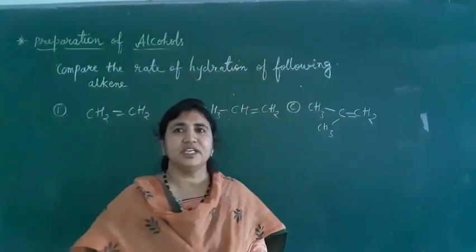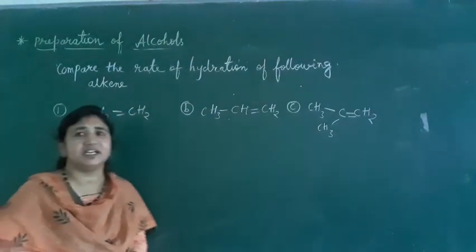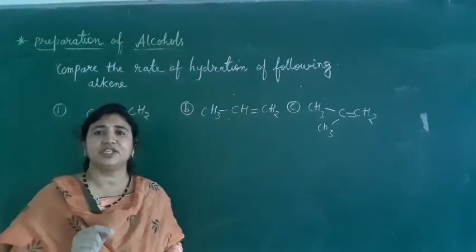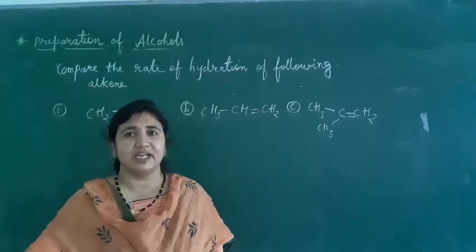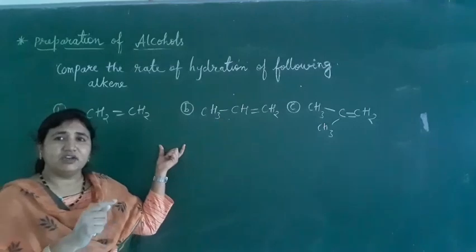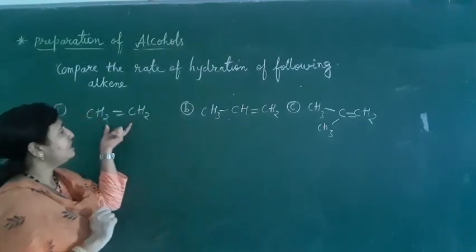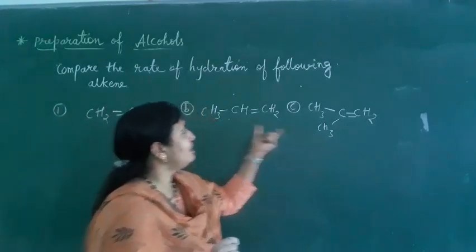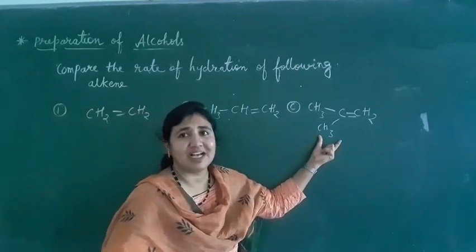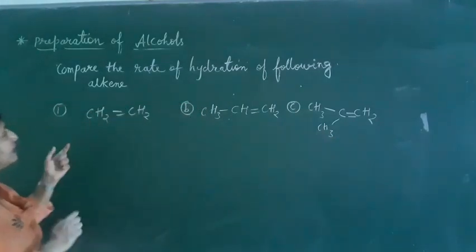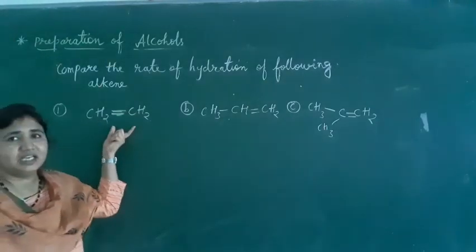So last question, see here, compare the rate of hydration of the following alkenes. As I said, the rate of hydration depends on the stability of carbocation. Just now we have written the rate of hydration is directly proportional to the stability of carbocation. Now here we have three alkenes. Among these three alkenes, which alkene's hydration rate will be faster? They are asking that question. This one is a symmetrical alkene.